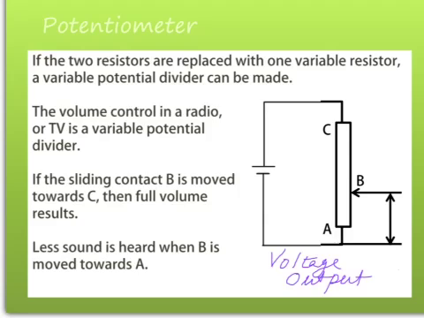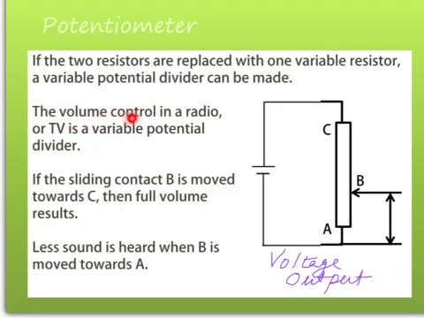Potentiometer. You should have had a look at the dictionary regarding potentiometer on slide 2. If the two fixed resistors are replaced with one variable resistor as against fixed resistor, then a variable potential divider can be made.